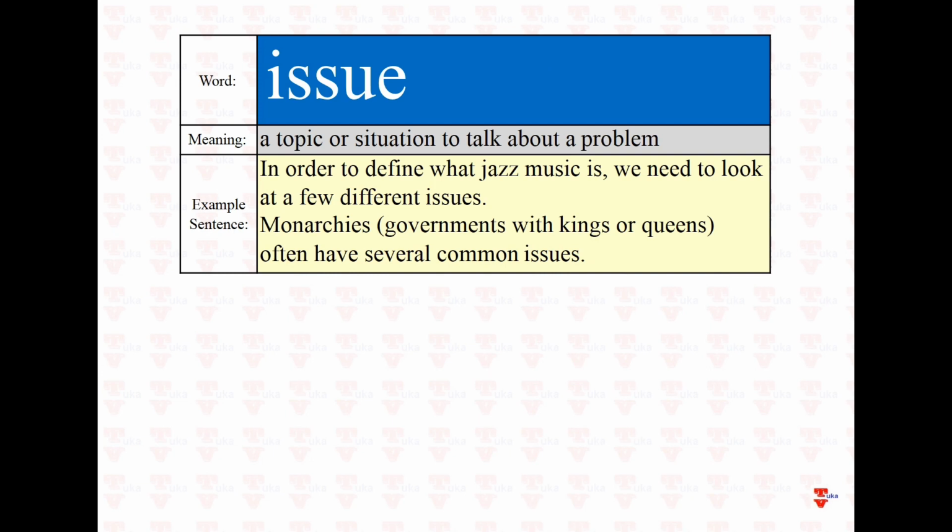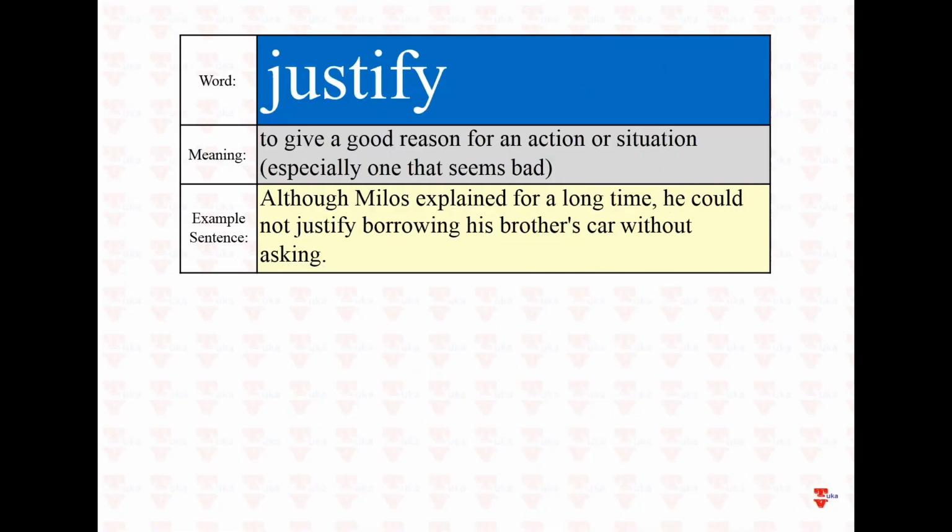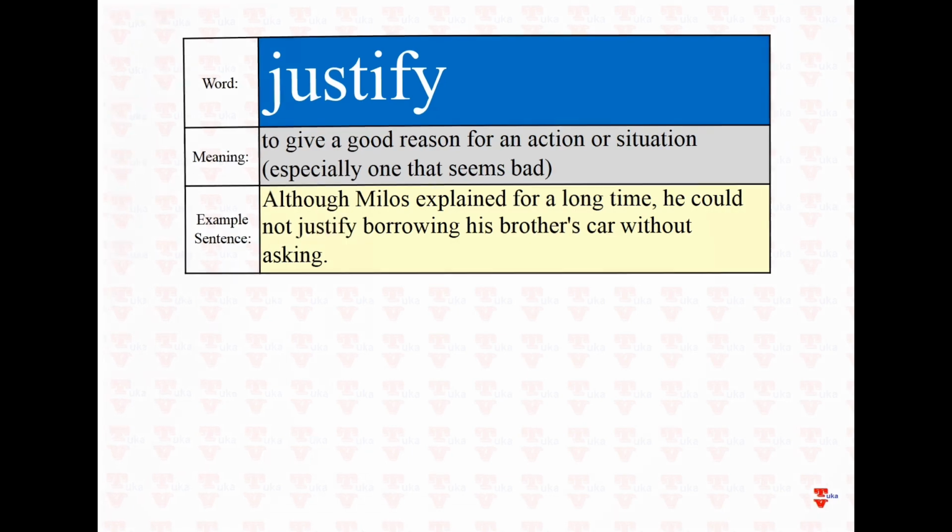Issue. A topic or situation to talk about, a problem. In order to define what jazz music is, we need to look at a few different issues. Monarchies, governments with kings or queens, often have several common issues. Justify. To give a good reason for an action or situation, especially one that seems bad. Although Milos explained for a long time, he could not justify borrowing his brother's car without asking.